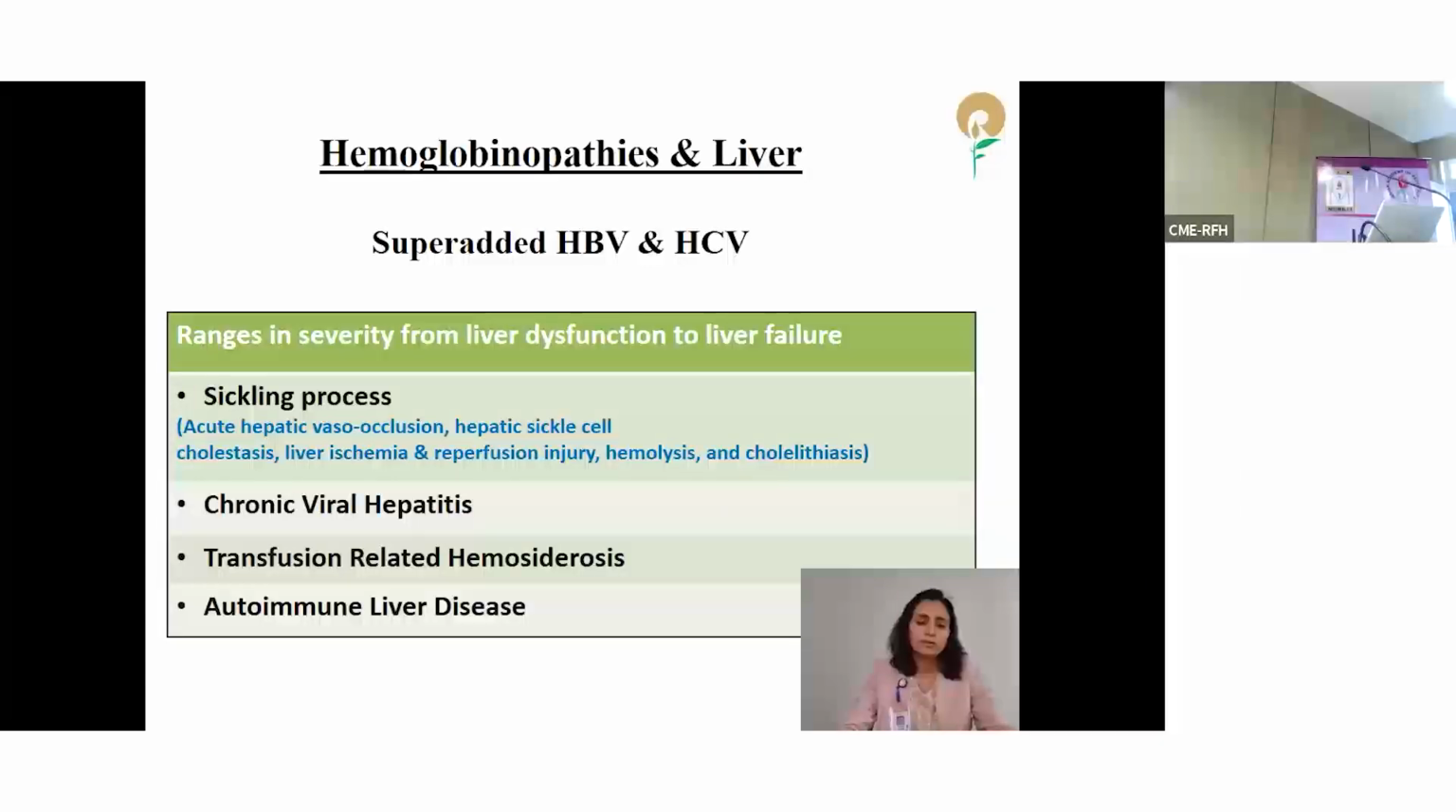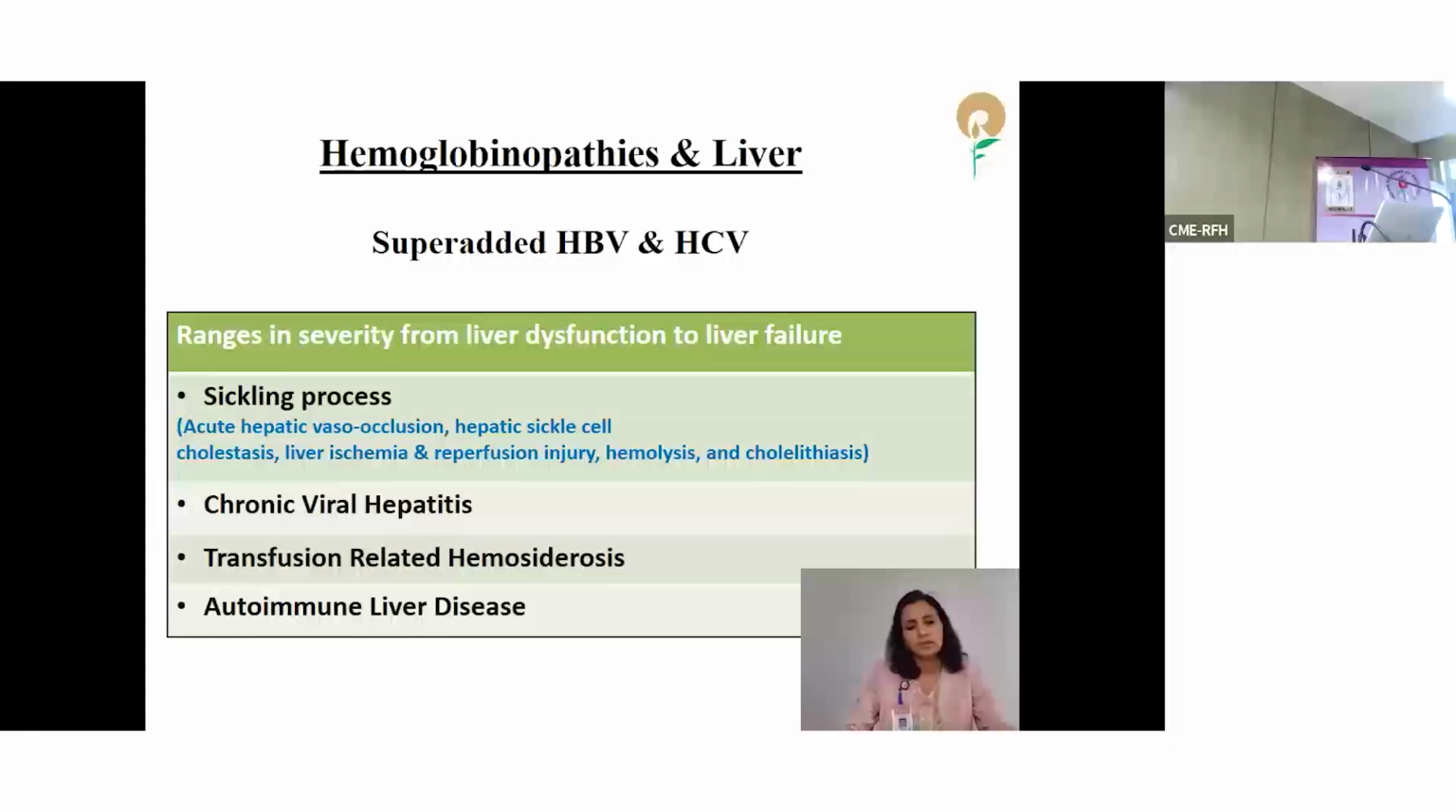And the four major reasons for this, I can list. One, because of the high incidence of sickle cell anemia, the sickling process itself. That sickling process causes acute hepatic vaso-occlusion, hepatic sickle cell cholestasis, liver ischemia related injury, as well as the reperfusion injury which happens once the flow is restored, hemolysis associated with this, and cholelithiasis. So, in a disease which has a sickling process, all these actions take place, apart from iron overload and apart from if they get hepatitis B and C.